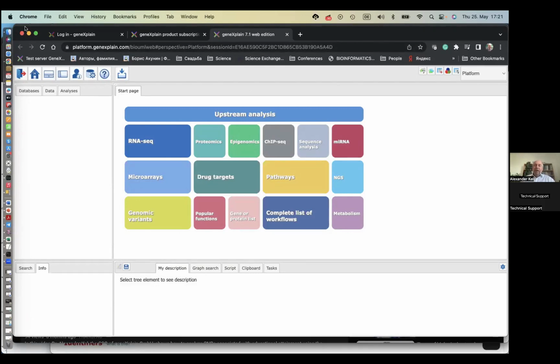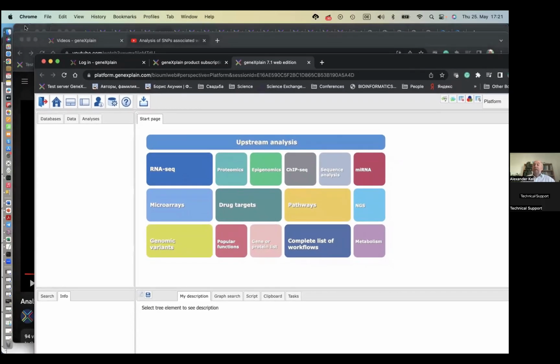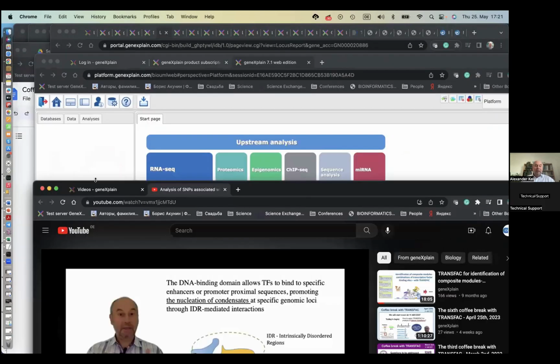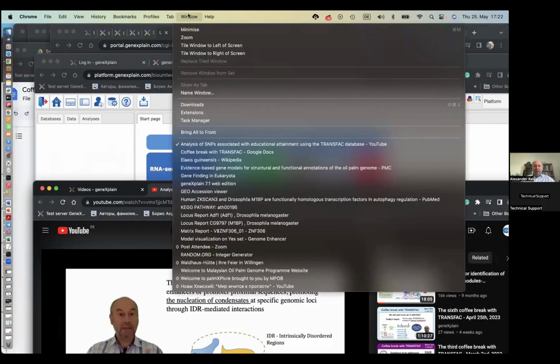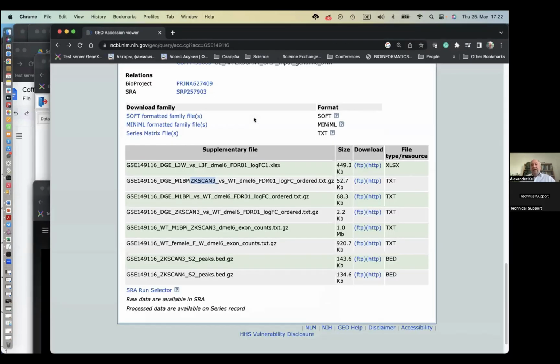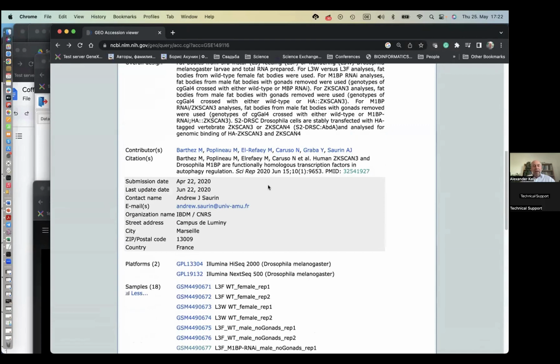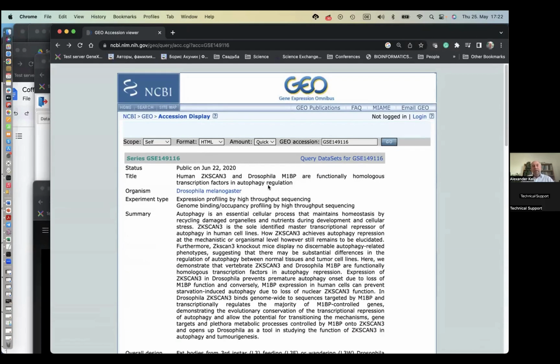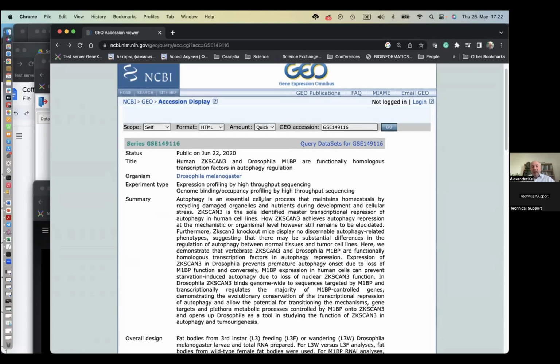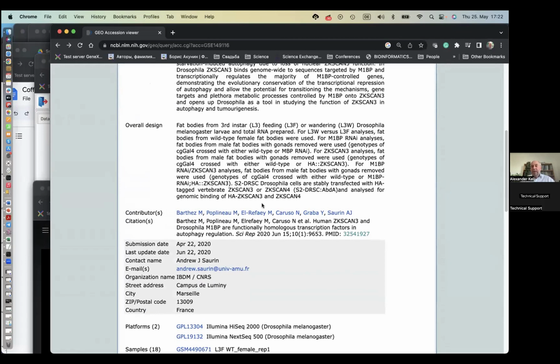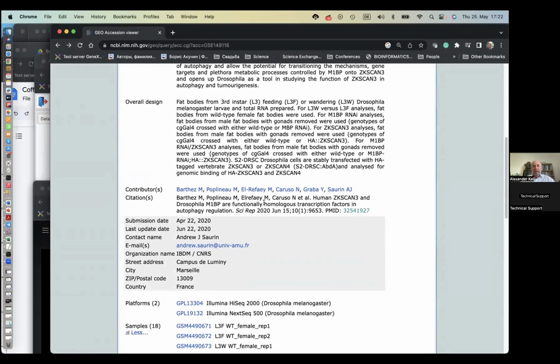So the first example which I prepared is on Drosophila. You know, Drosophila is quite a well-known model organism. It's maybe one of the oldest genetic model organisms. The fruit fly, Drosophila, is studied very well, and there is a number of data available for it. For instance, I selected this data from Gene Expression Omnibus. It's a combination of RNA-seq and ChIP-seq to study a very interesting phenomenon.